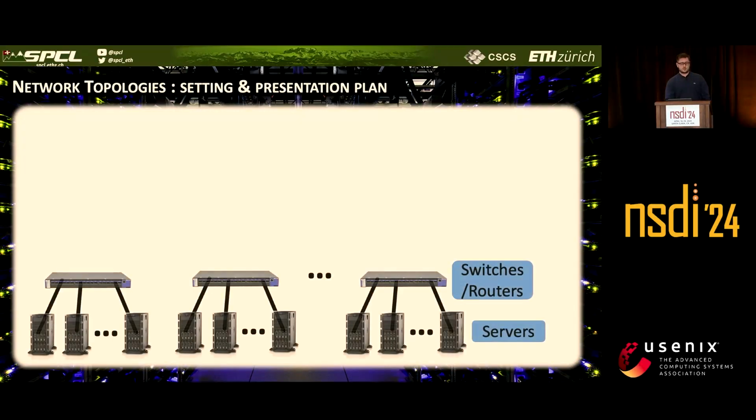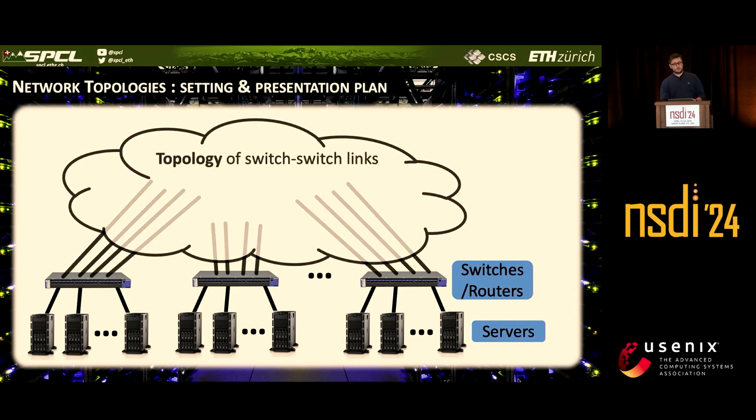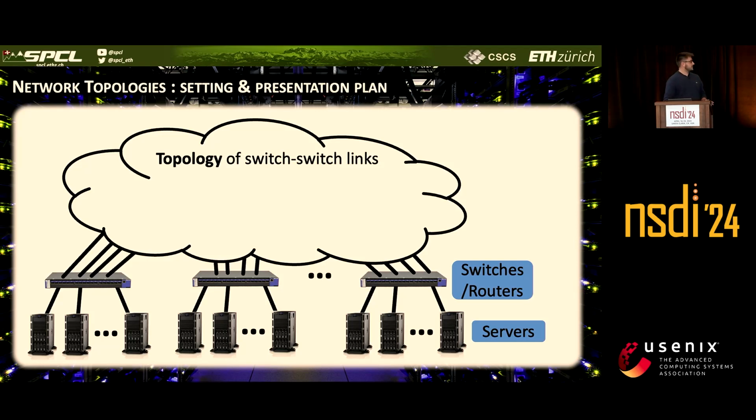So the setting is we have a bunch of switches that each connect to the same number of servers, and that are themselves connected in some form of topology via some switch-to-switch links. I'll be using switches and routers interchangeably. This is all built in the InfiniBand setting, where we only use switches. But when it comes to routing, it's a bit synonymous when it comes to Ethernet and InfiniBand.